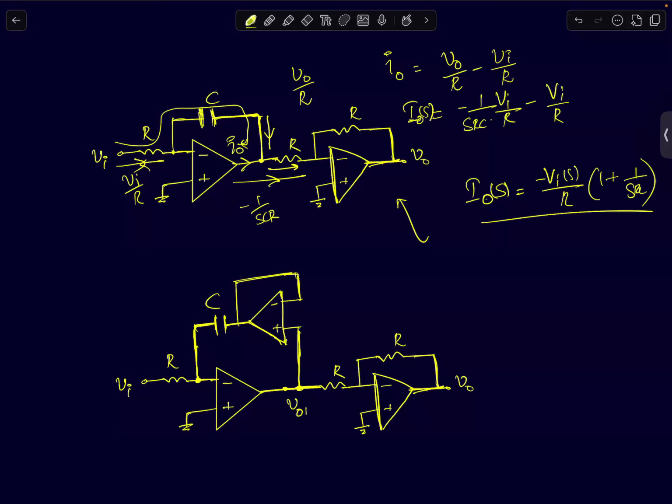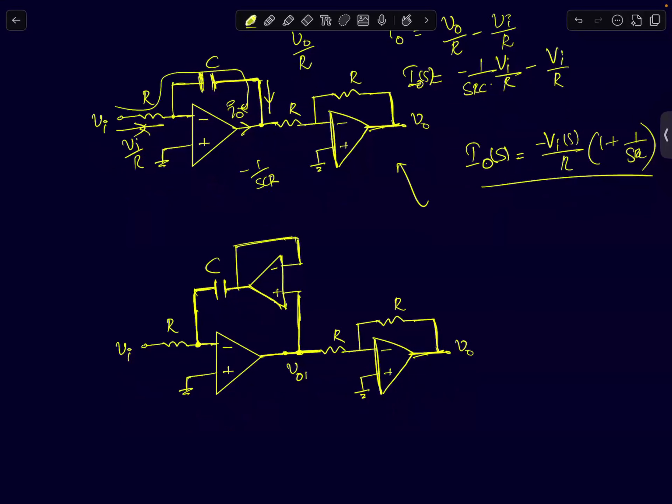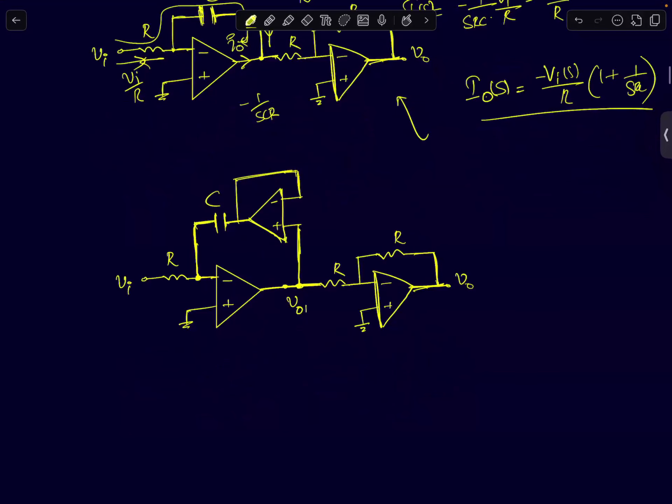I just want to get your analysis skills good so that we will be deriving more complex transfer functions very soon. So I'm just doing these exercise problems to build your skills. That's it. Now this problem, the second one. Can you guys analyze and tell me what will be the total transfer function to the output?